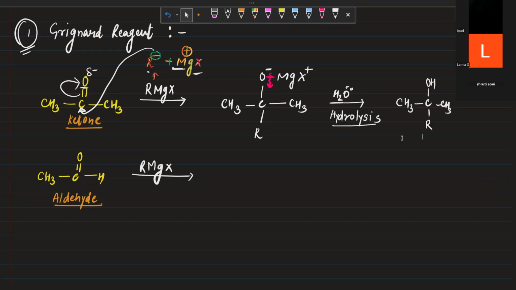Any doubt? What does MgX mean again? MgX is a magnesium halide, and this part is known as the adduct. Okay. Now you start with the second one, with aldehyde.